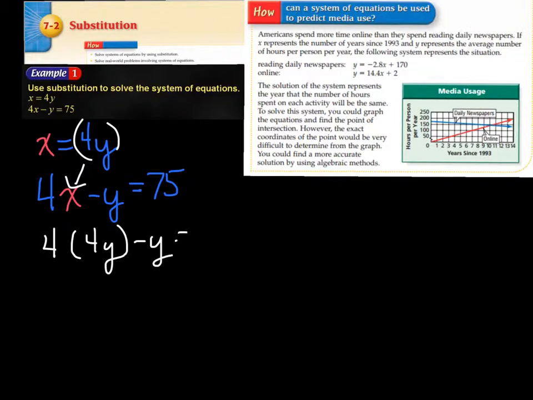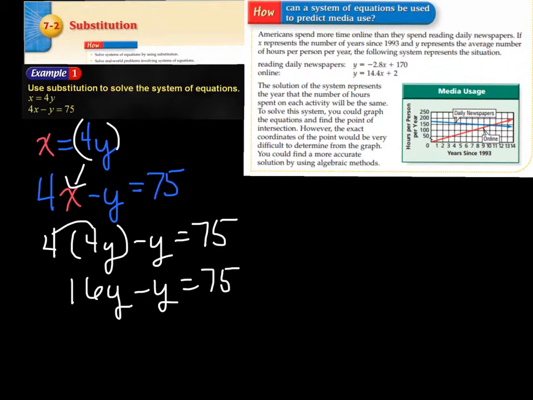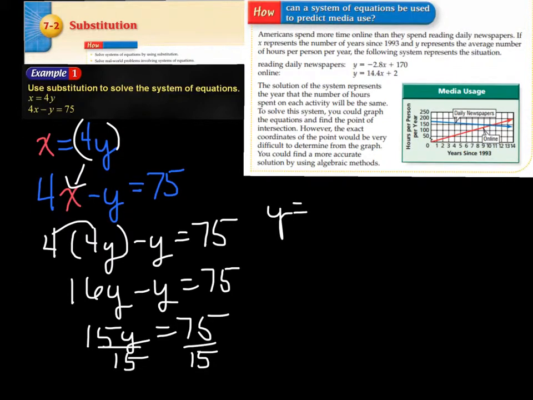minus y equals 75. And now I can just solve for y. So I have 16y minus y equals 75. 16y minus a y is 15y. If we divide both sides by 15, we get y equals 5, and we're halfway there.